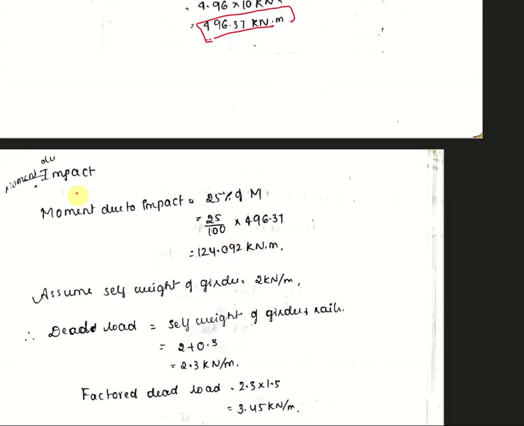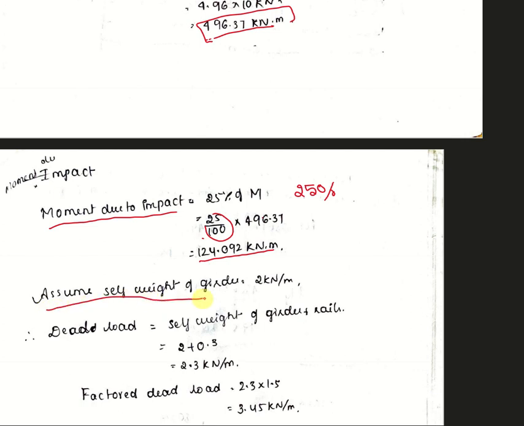Next we have to calculate the moment due to impact also, because there will be some loads suddenly being carried or leaving. So there will definitely be some part due to impact. We are considering an extra 25% of the moment. Already we have 496. So for the impact load, if you consider 25 by 100 into the moment we got, that is 124.092.